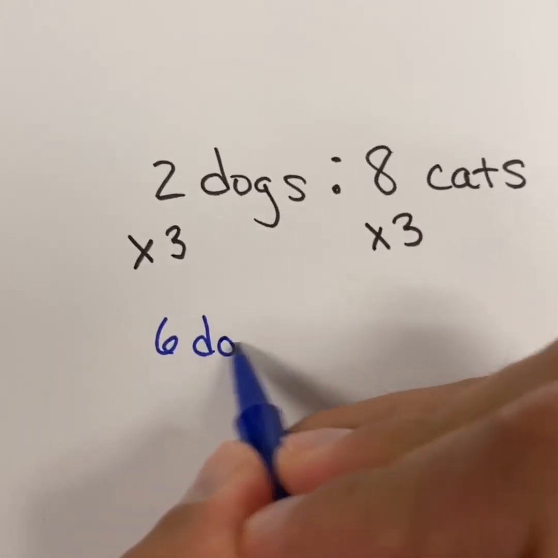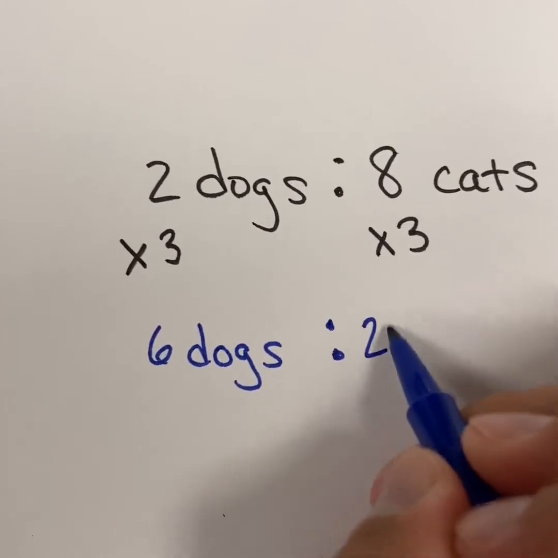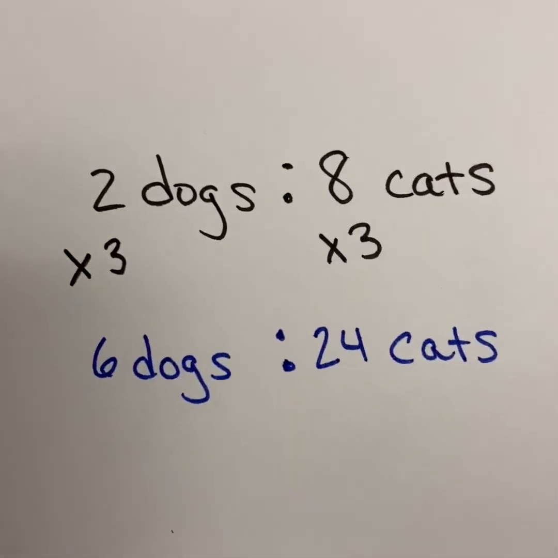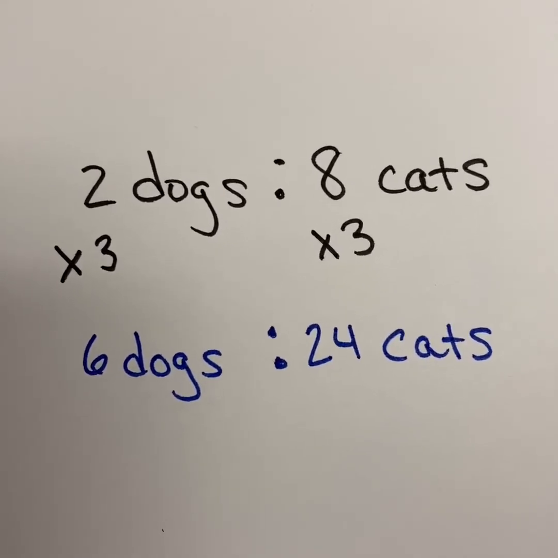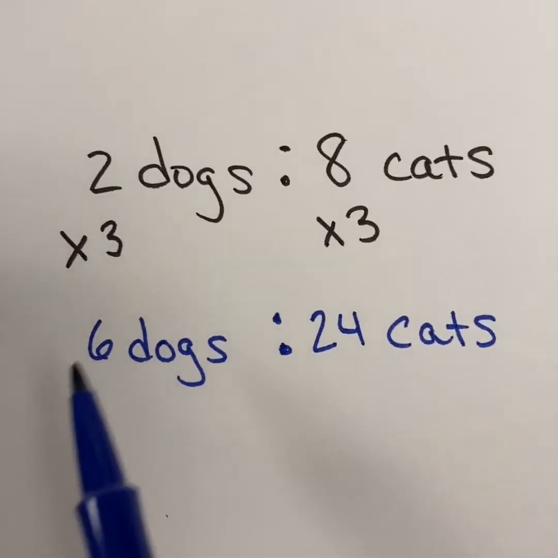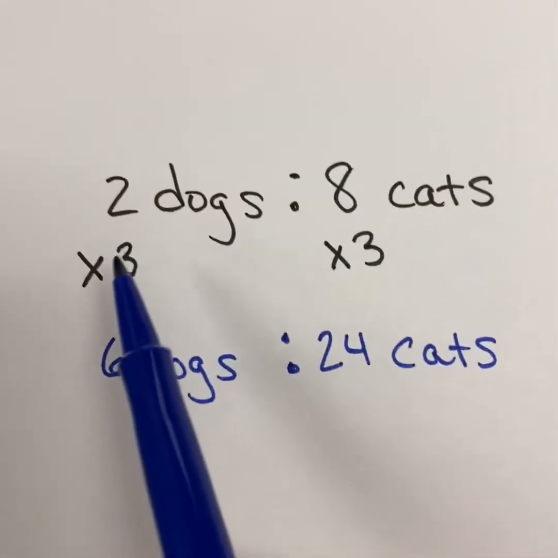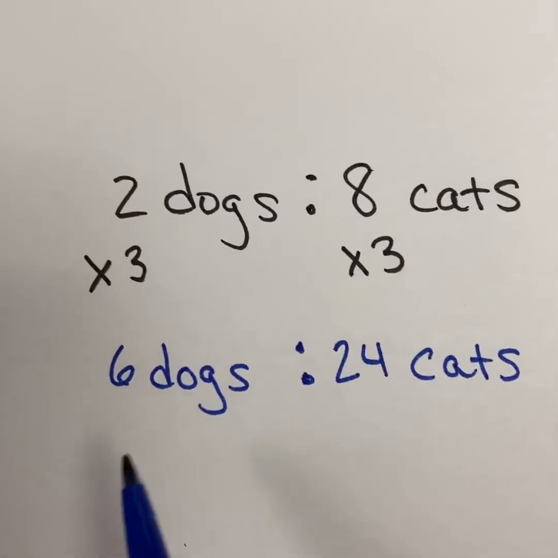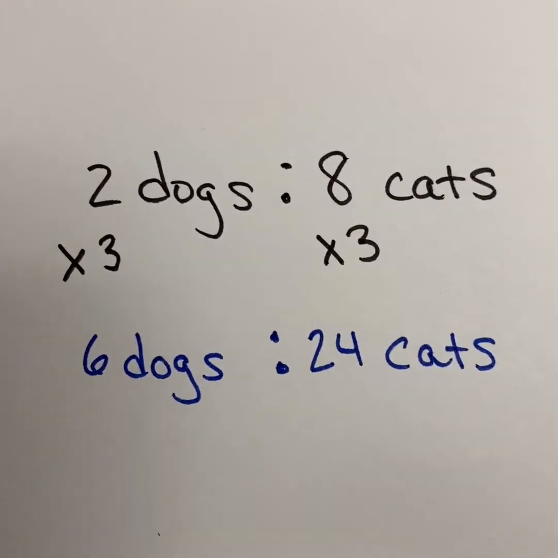If we multiply both of these numbers by 3, we would find that we would have 6 dogs to 24 cats. Does this maintain that 4 times as many cats as dogs ratio? It does. 6 times 4 would equal 24, just like 2 times 4 would equal 8. So this 6 dogs to 24 cats is an equivalent ratio.